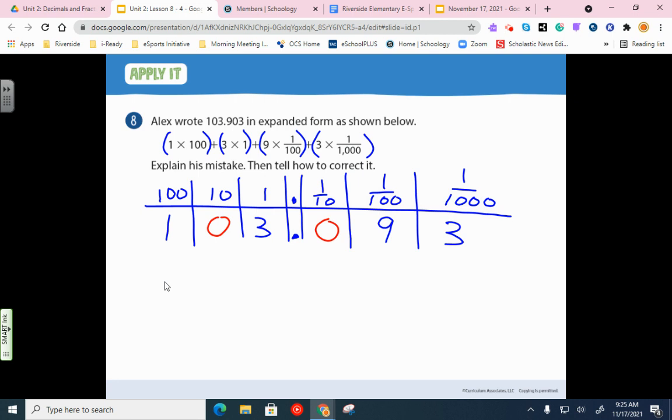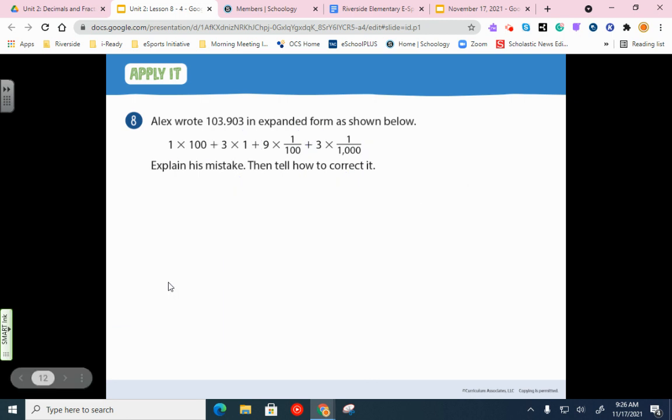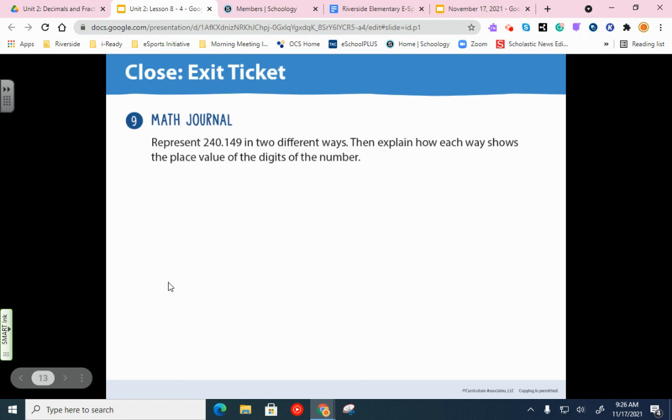So explain his mistake. Well, it looks to me like he put this one in the wrong place. He should have put that 9 into the tenths place to have it be correct. So that's where he made his mistake. Again, place value charts will always make these easier to follow. And we're going to cross off 9. Again, this is a review lesson, so we don't have to do a ton of these. We just do the ones that give us a general idea of what we've already learned.